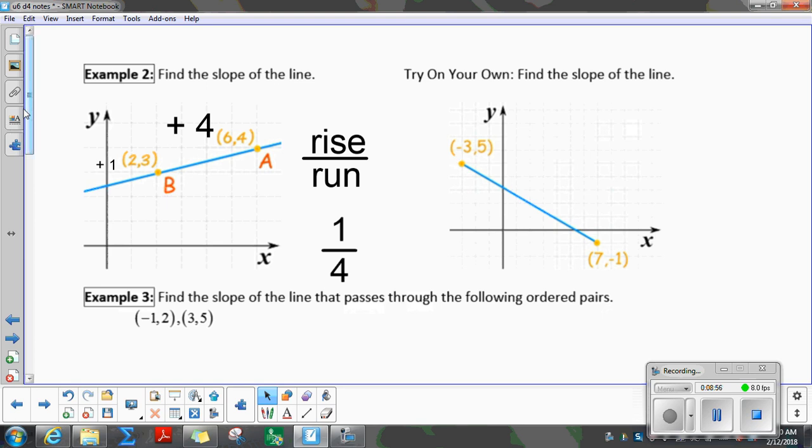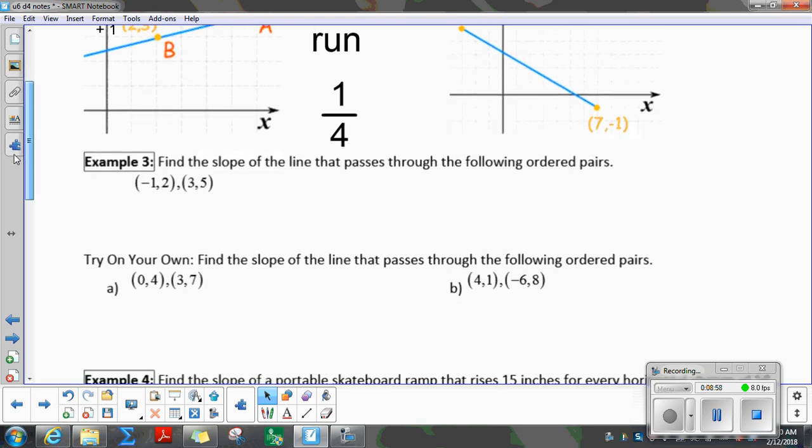Okay? We're going to move on to example 3, which asks you to find the slope of the line that passes through the following ordered pairs. So, 2 ways you could do it. One way you are more than welcome to do is graphing these two and doing it just like example 2. The other way is to use this formula, y2 minus y1 over x2 minus x1. This formula is used a lot in algebra, so if you want to start practicing it, you are more than welcome to. When in doubt though, just graph it and do rise over run.